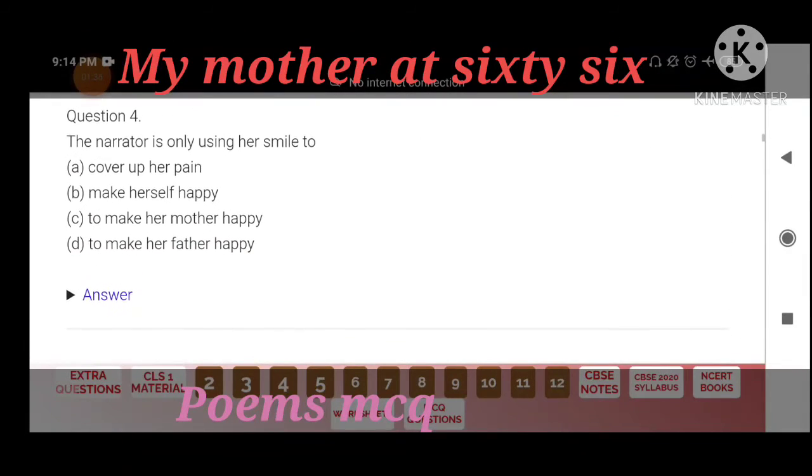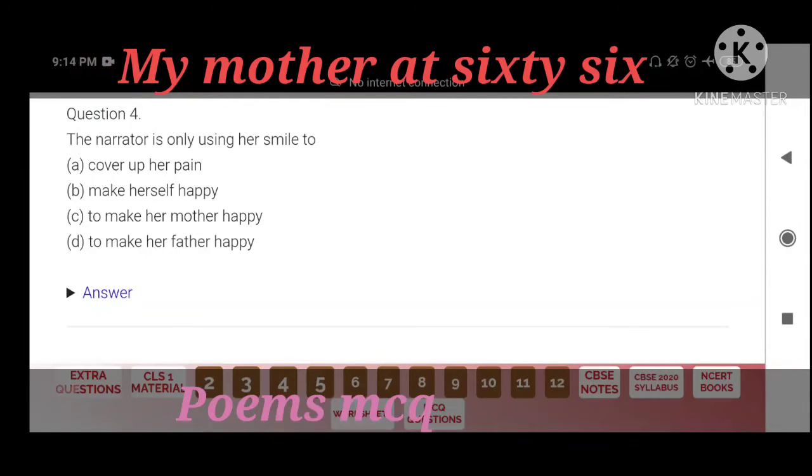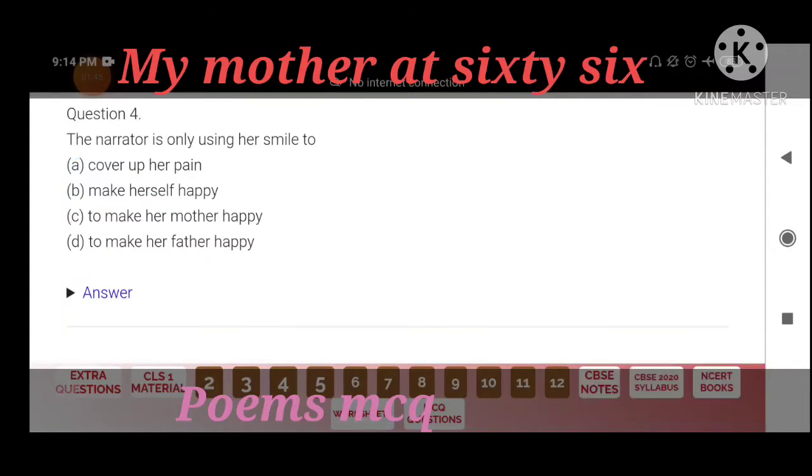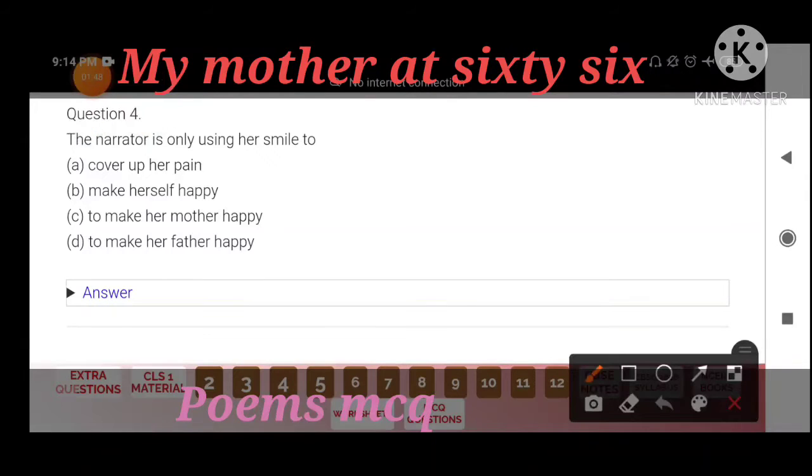Question number 4. The narrator is only using her smile to cover up her pain, make herself happy, make her mother happy, or make her father happy. So here the answer is cover up the pain with the smile. You can cover your pain behind it. So here the smile is used to cover up her pain.